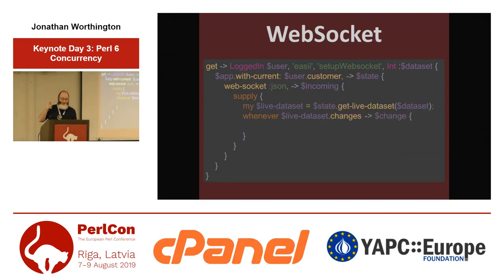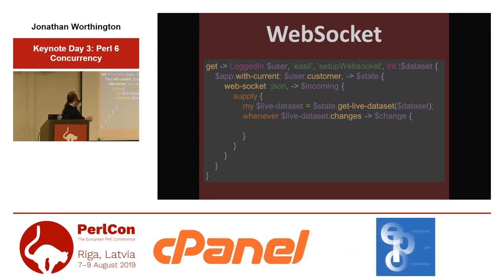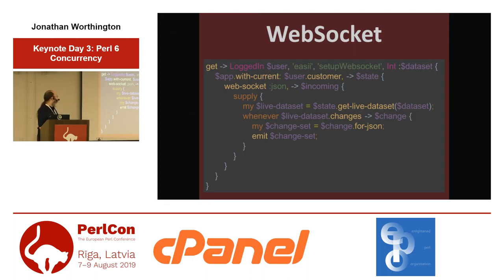So all I have to do in here is obtain the live dataset for the particular dataset we're looking at, and say whenever there's a change, take it, turn it into JSON, and emit it. We're done.